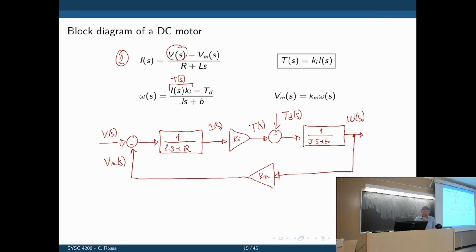So we have speed in the output. If you want to have position, we simply integrate this. And then you have the position of the motor. So when you're doing torque control, which one of these variables are we controlling? Yeah, we can't change them. Right? But what are we controlling?